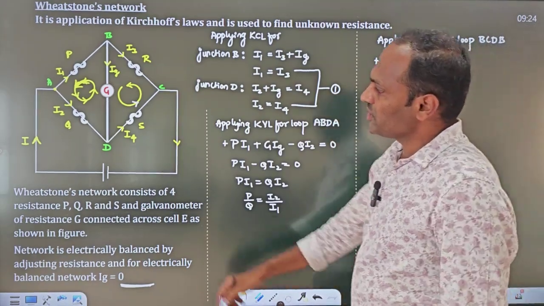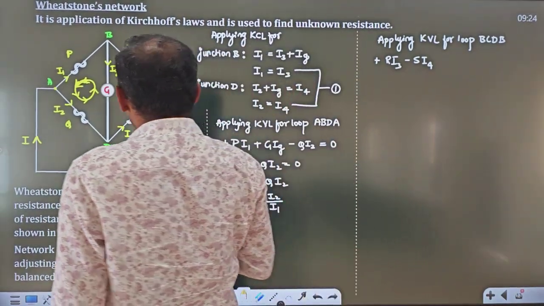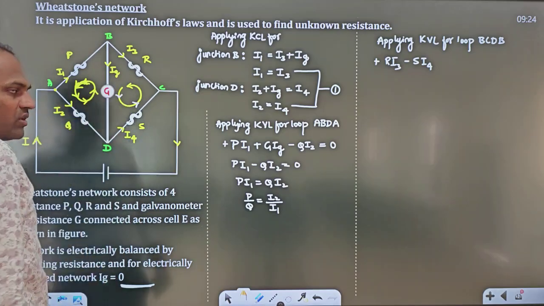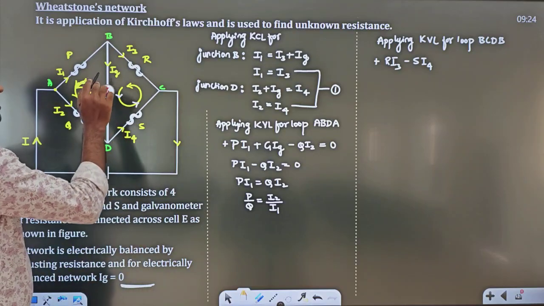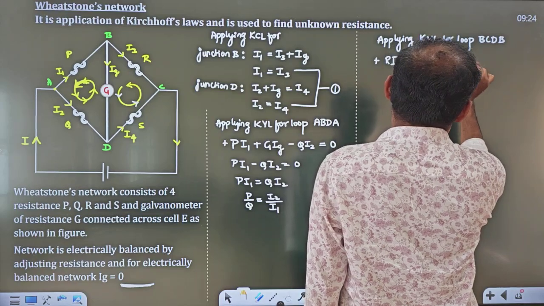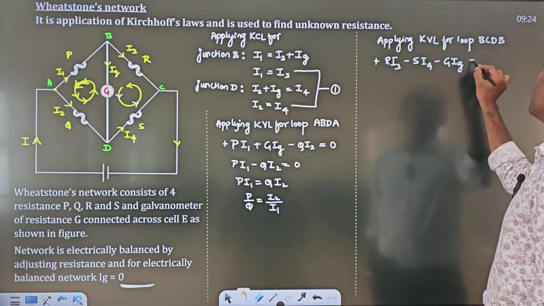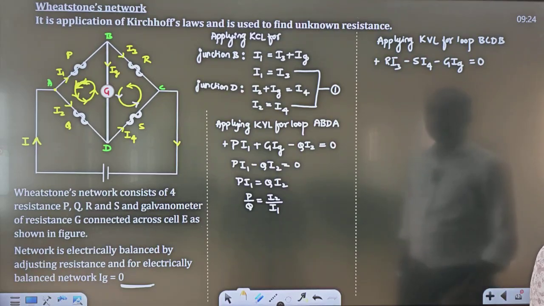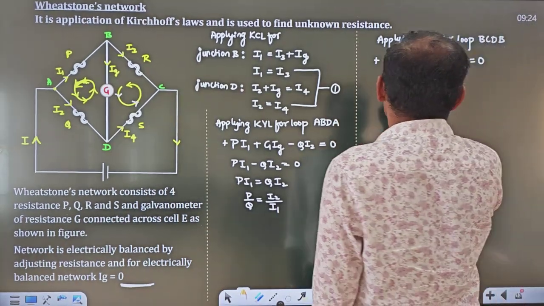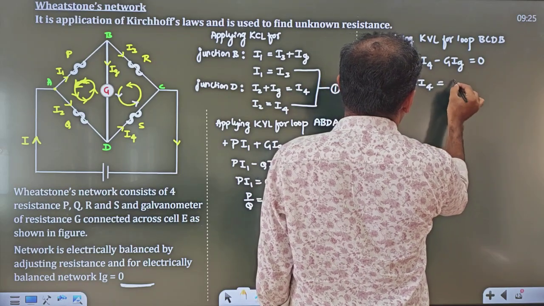Come to this branch BD. The direction we have taken and the direction of IG both are the same, downwards. Correct? So IG and this direction both are the same, so take it minus. So minus GIG. Is there any EMF or cell connected in that loop? No. That's why it equals 0. So this term will become 0 because IG is already 0. So I will get RI3 minus SI4 is equal to 0.